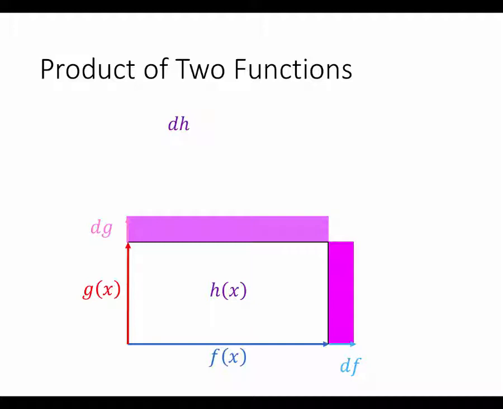The area that we got from the change in f is df times g of x, and the area that we got from the change in g is dg times f of x. And you might notice that there's sort of a little notch missing from this rectangle. It turns out that when the change in x is tiny enough, then the change in area due to that little notch is so infinitesimally small that we just end up ignoring it. Basically, in the limit, it goes right to 0. So now, the total change in area would be the sum of these two areas.